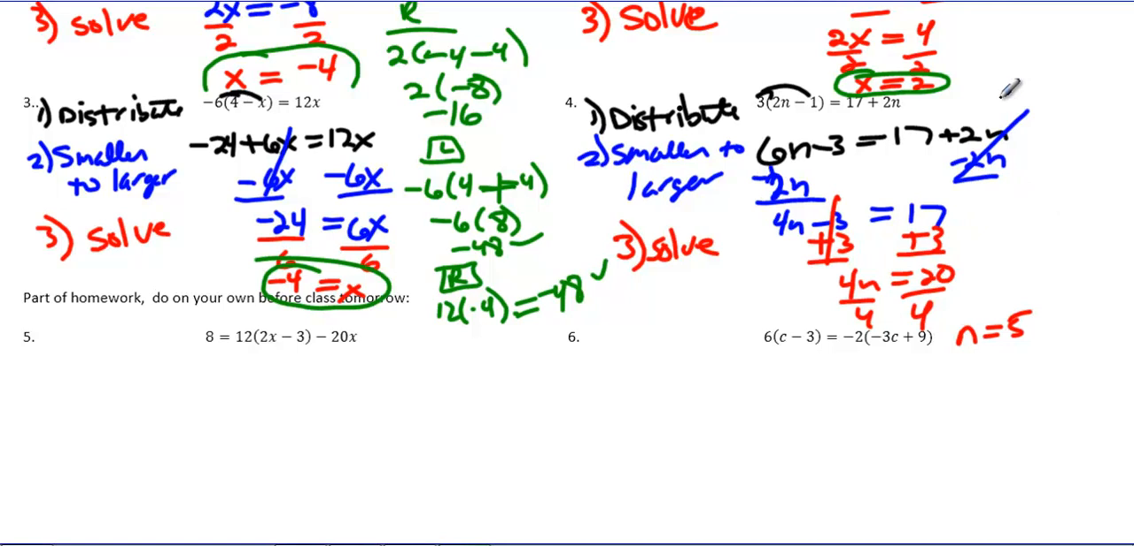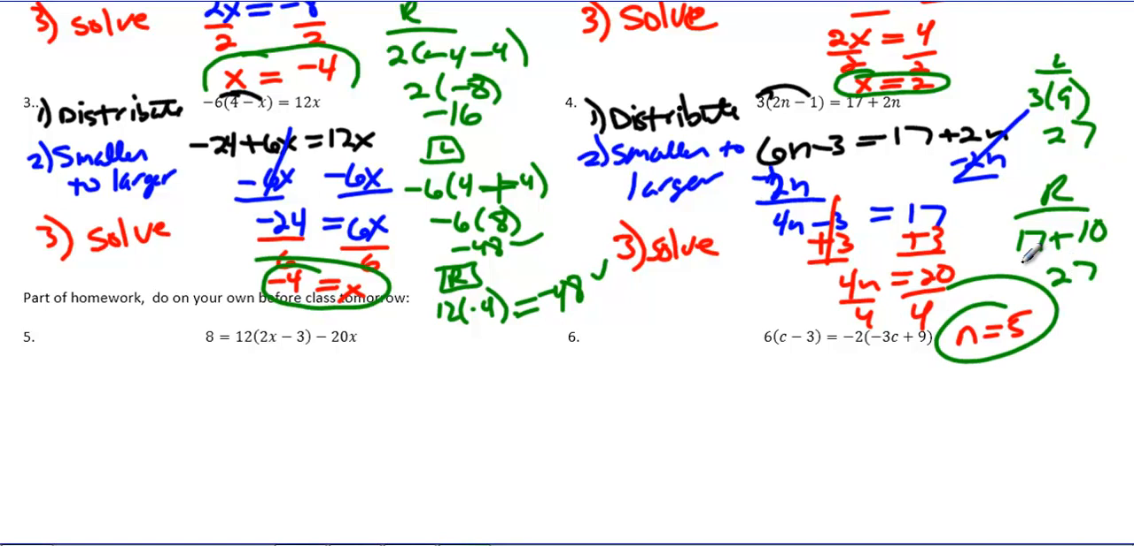We're going to check that, and just like before, there's a left side and a right side. On the left side, I'm going to shorten this up a little bit. Put my 5 in here. 2 times 5 is 10. 10 minus 1 is 9. 3 times 9 is 27. On the right-hand side, I have 17 plus 2 times 5, which is 10. Add that together, 27. 27 equals 27. I'm right. And there you have it.